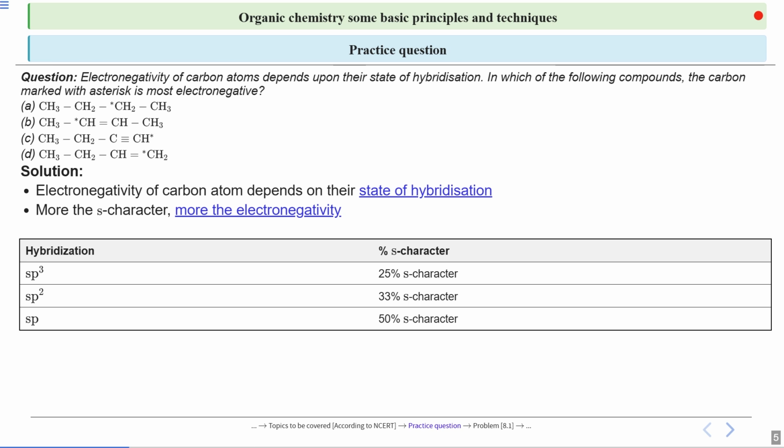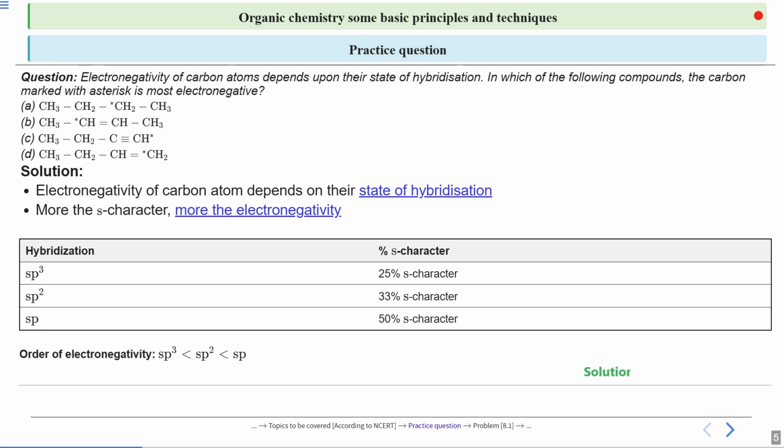To discuss that, we have a table. We have seen this calculation already in the previous class, where I mentioned this percentage S character. If your carbon is sp3 hybridized, it will have 25% S character. If it is sp2 hybridized, it will have approximately 33% S character. And lastly, if it is sp hybridized, it will have 50% S character. Now you can clearly see that the percentage S character is highest for sp, lower for sp2 and lowest for sp3. So we can also say the electronegativity will be highest for sp, lower for sp2 and lowest for sp3.